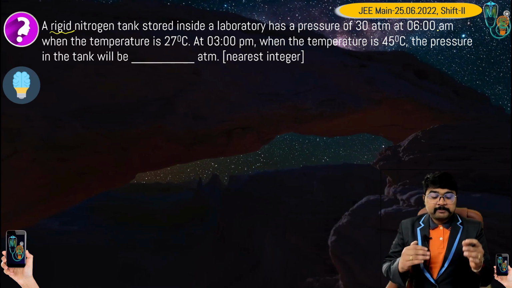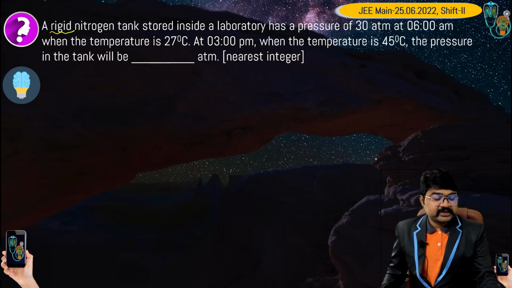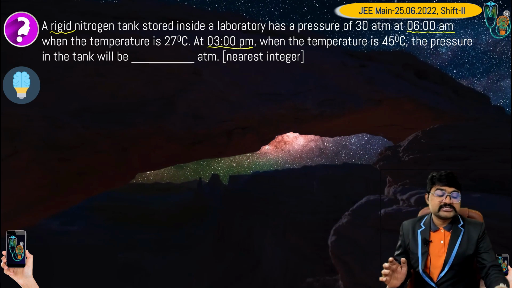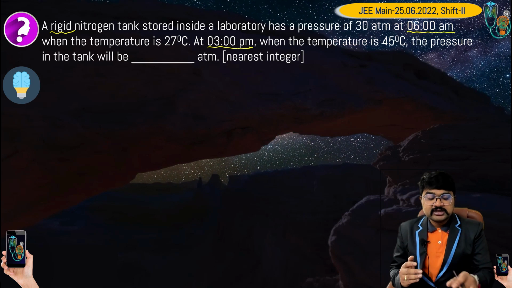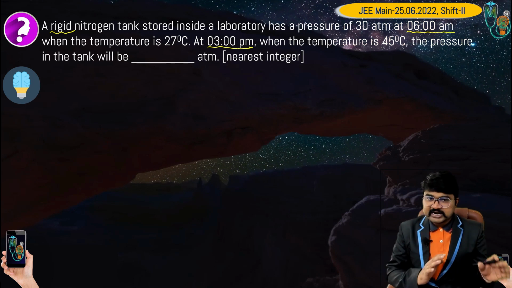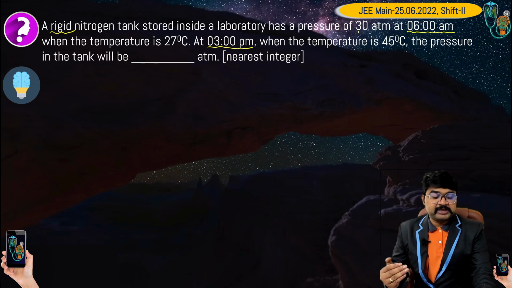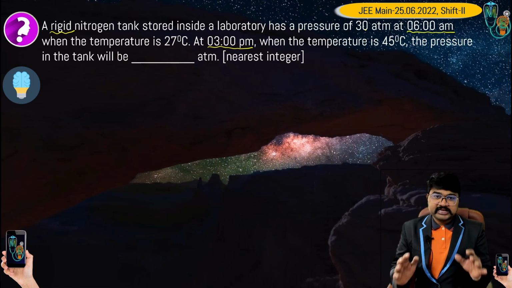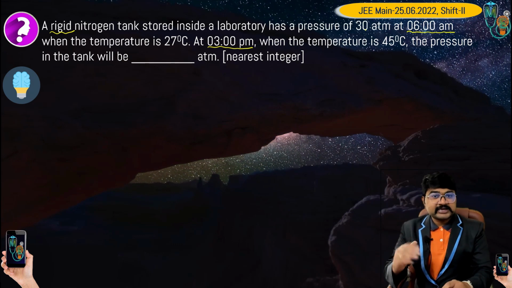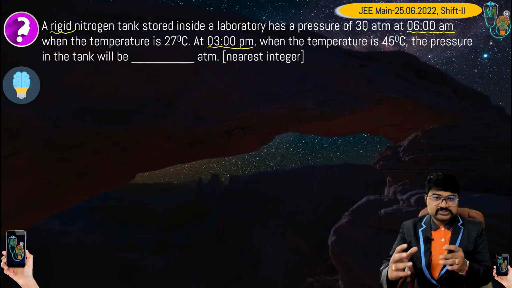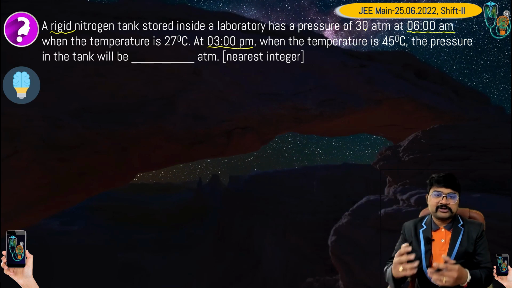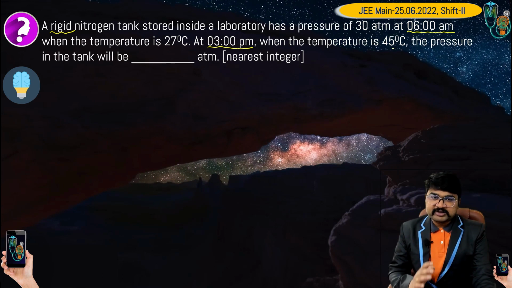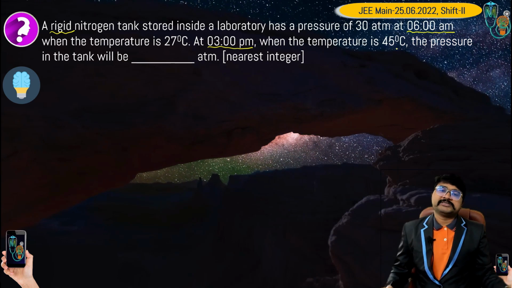They recorded pressure and temperature at 6 a.m. and 3 p.m. I am taking 6 a.m. as initial conditions, 3 p.m. as final conditions. Here initial pressure will be 30 atmosphere, initial temperature 27 degrees centigrade. At 3 p.m., that is the final state of the gas, because we are analyzing the nitrogen tank between 6 a.m. and 3 p.m., temperature 45 degrees centigrade, then what will be the pressure in the tank?